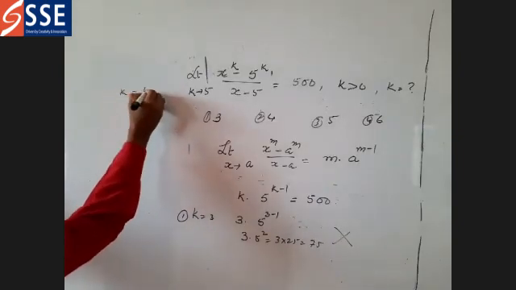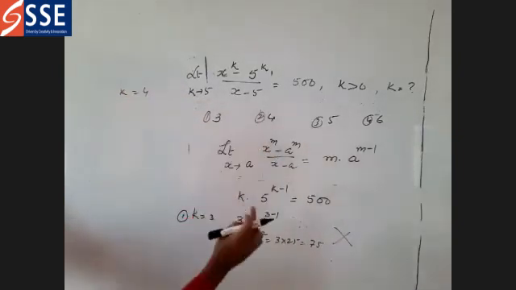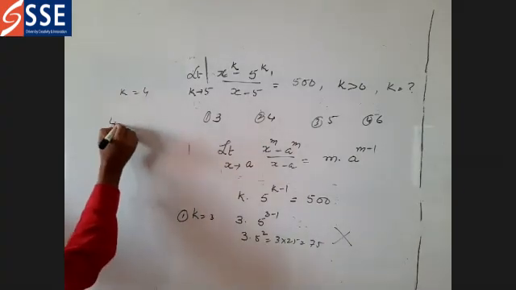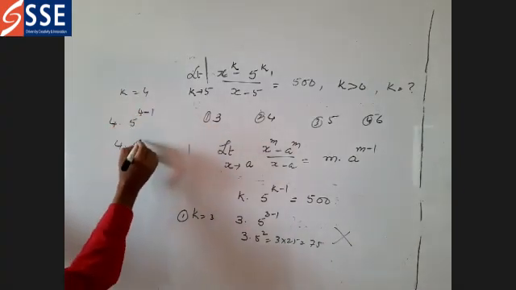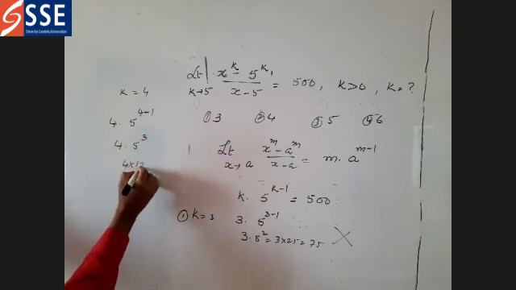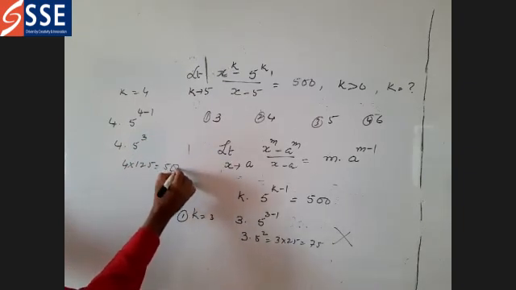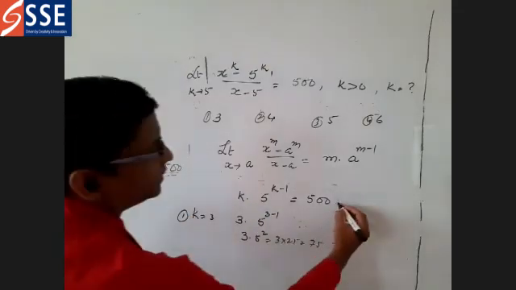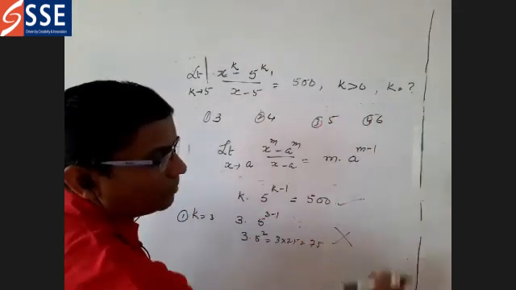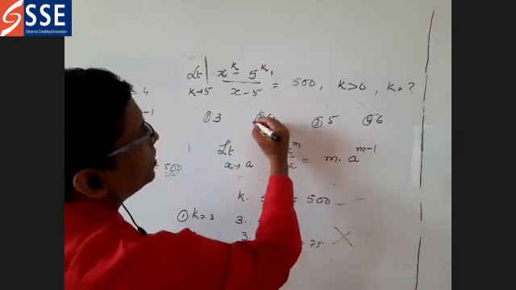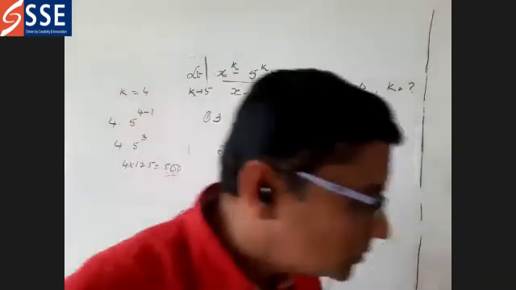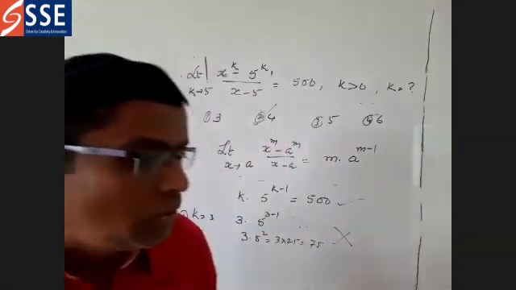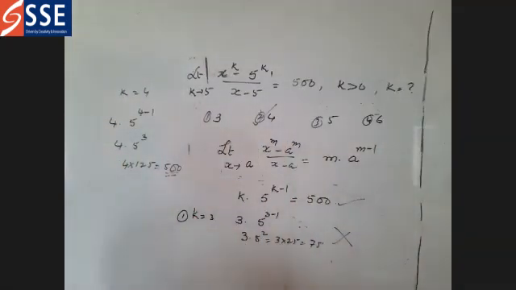k is equal to 4 now. If you substitute k is equal to 4: 4 into 5 power 4 minus 1, that is 4 into 5 cube, 4 into 125. That is equal to what? Answer 500. You are getting it. Not necessary to go for the remaining options. So the option is what? Option 2, 4 is the answer. Yes, 2 is the answer. Very good. By verification. Okay.